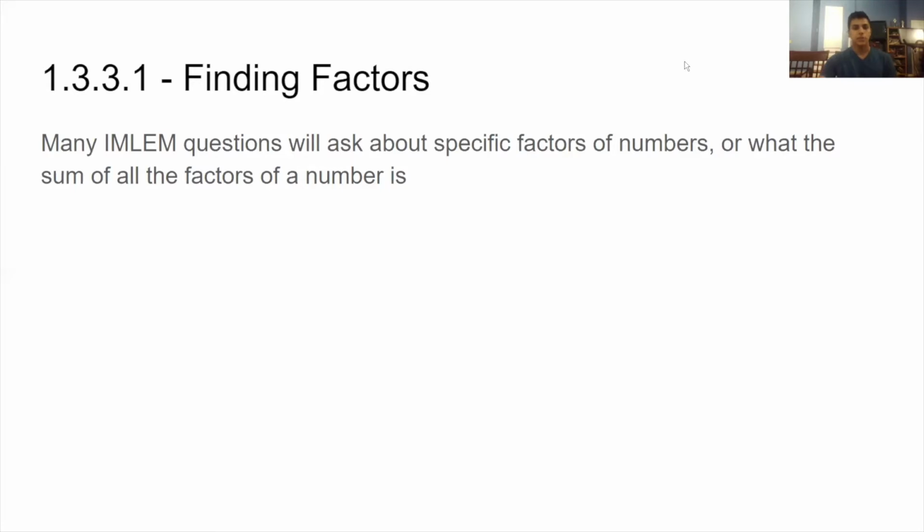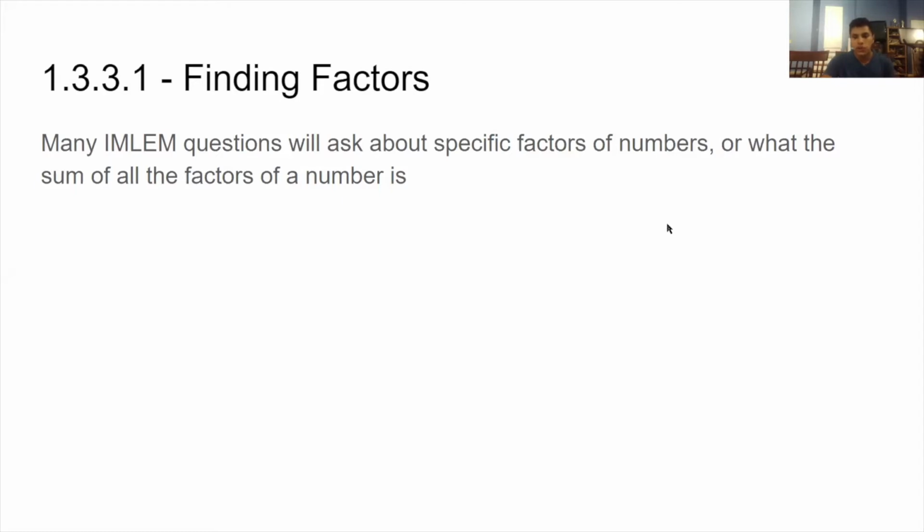So first up, finding factors. A lot of IMLEM questions are going to ask about specific factors of a number or what the sum of all the factors of a number is. And they might ask about different attributes of factors of a number. So in order to find those, you need to be able to find all of the factors of a number. We already learned about prime factorization. That's how you find the prime factors. Right now, I'm going to be teaching you how to find all of the factors.